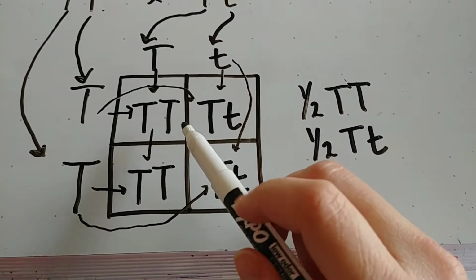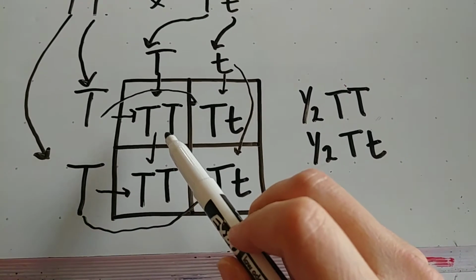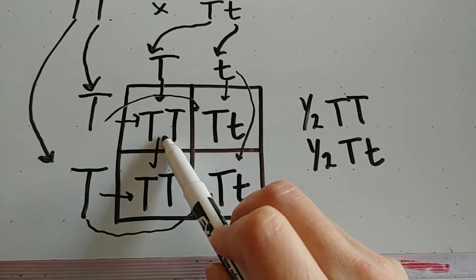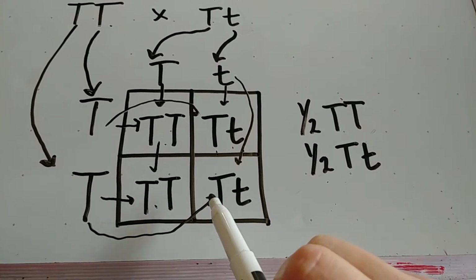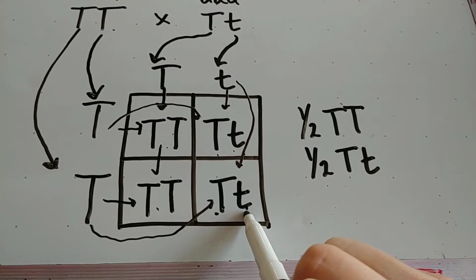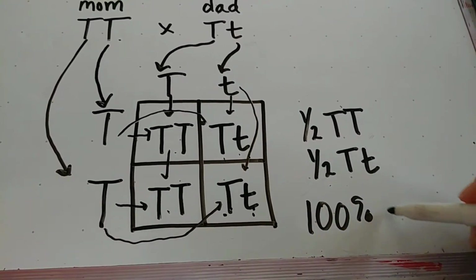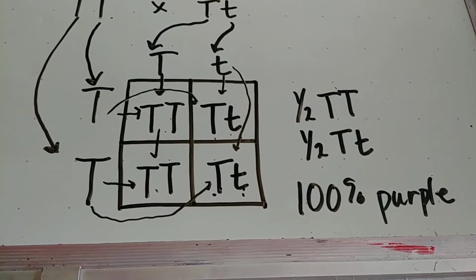But if you go back to the box and you look at phenotypes, if I want to know physical appearance, here's what I would understand. These have 2 purple alleles. These will be purple. This will be purple. If I have one of each, that will be purple, and this one will be purple too. So if I want to talk about phenotypes, 100% will be purple. That's the phenotype.